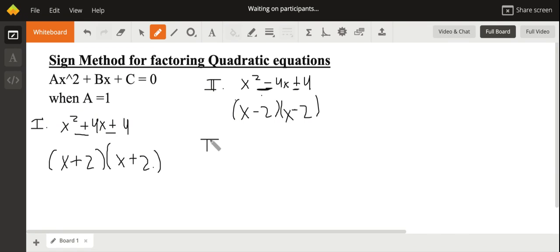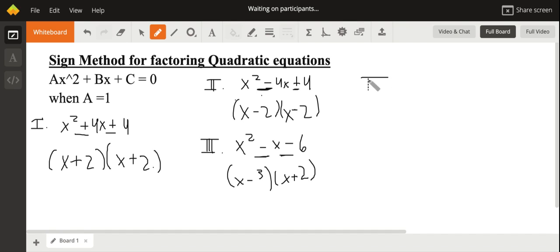Scenario 3, you could have one factor being positive, one factor being negative. So let's say x squared minus x minus 6, right? So one of your factors is a negative, and it's the higher one. That's what this second sign really tells you, which one's higher or not. So you can say you got x minus 3 and x plus 2. Different signs, the higher number is after the negative sign. That's what scenario 3 tells you.